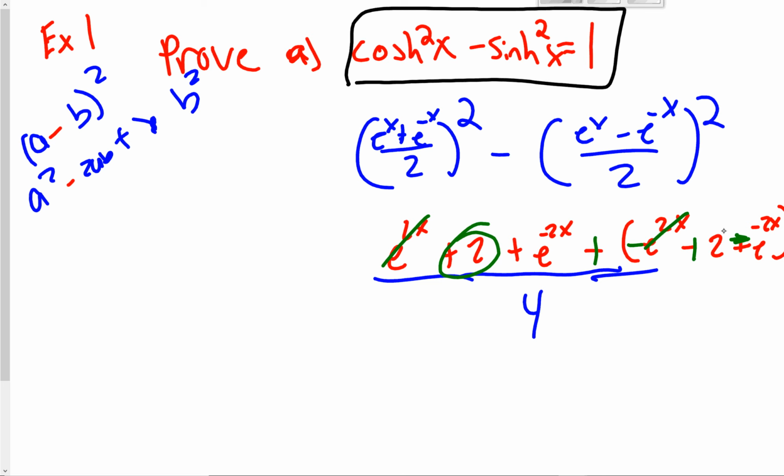Okay, so then these can cancel out, right? This would turn to 4. This would cancel out with this one. So I just get 4 over 4, which equals 1. Okay, so that's how I proved that one.